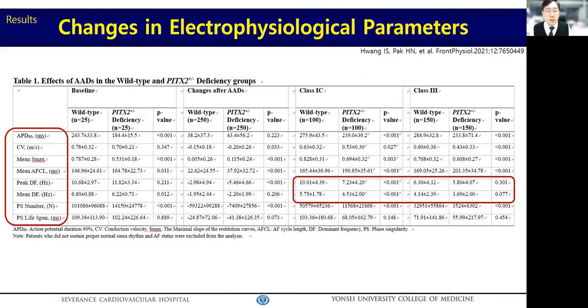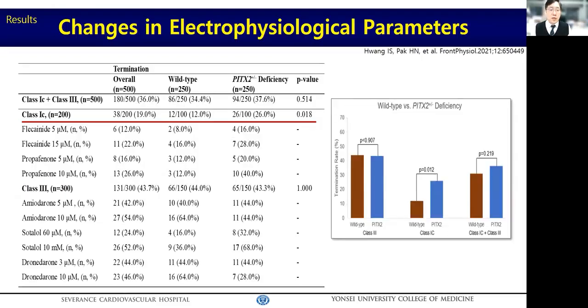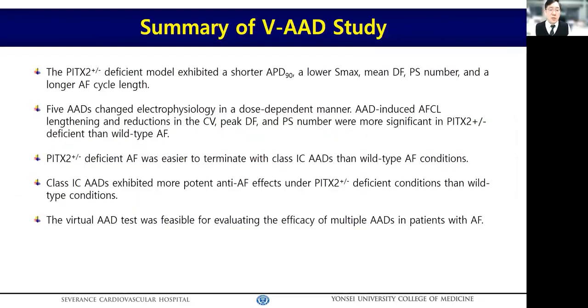The genotypic difference of antiarrhythmic drug-induced wave dynamic change was most significant with class 1C antiarrhythmic drug, sodium channel blocker, compared with class 3 antiarrhythmic drug. It might be because sodium current difference was more significant in PITX2 deficient condition. And the class 1C antiarrhythmic drug induced AF termination rate was significantly higher in PITX2 deficiency condition compared with in wild type condition.